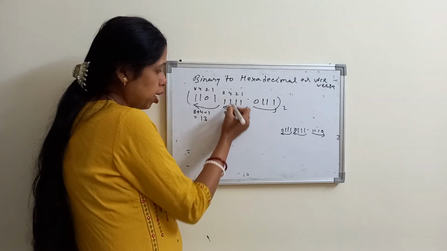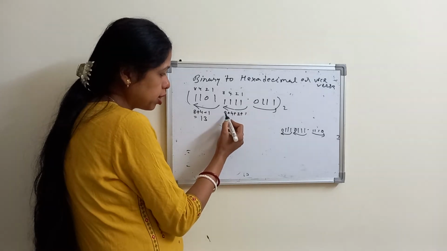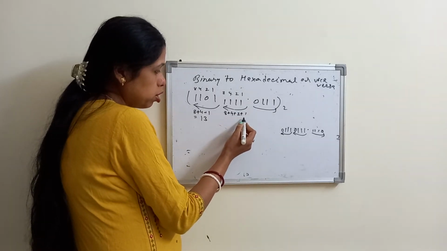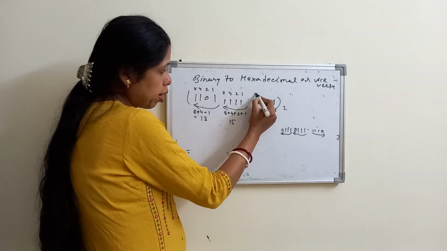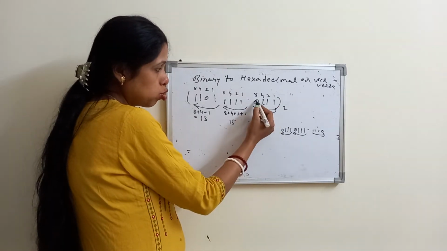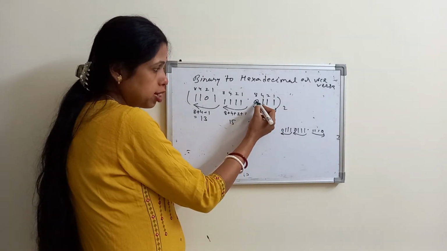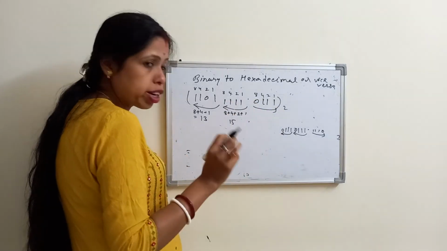8 plus 4 plus 2 plus 1. Here it is, I think 12, 3 and 15. Now again here I am writing 8 4 2 1. So I have to add only the weightage. This I cannot add because here it is 0. So 4 2 1, I have to add only the weightage of ones.